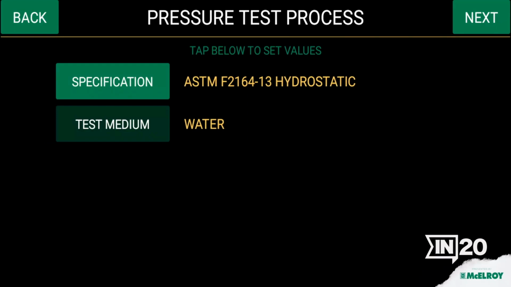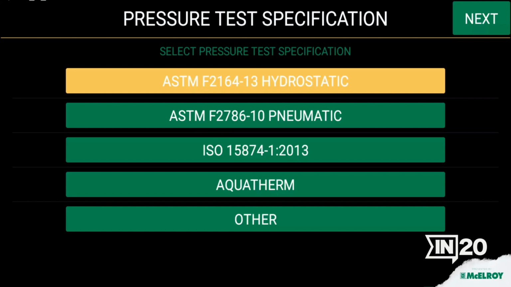The next screen, we're going to decide which testing specification we're using. And I've entered ASTM F2164-13 hydrostatic test. You'll select that from a list as well. So we have pneumatic, we have an ISO test, and then we have the ability to add in, if you have a pipe-specific or utility-specific procedure that you'd like to see, you can let us know, and we may be able to add that into the software to make it specific to you.